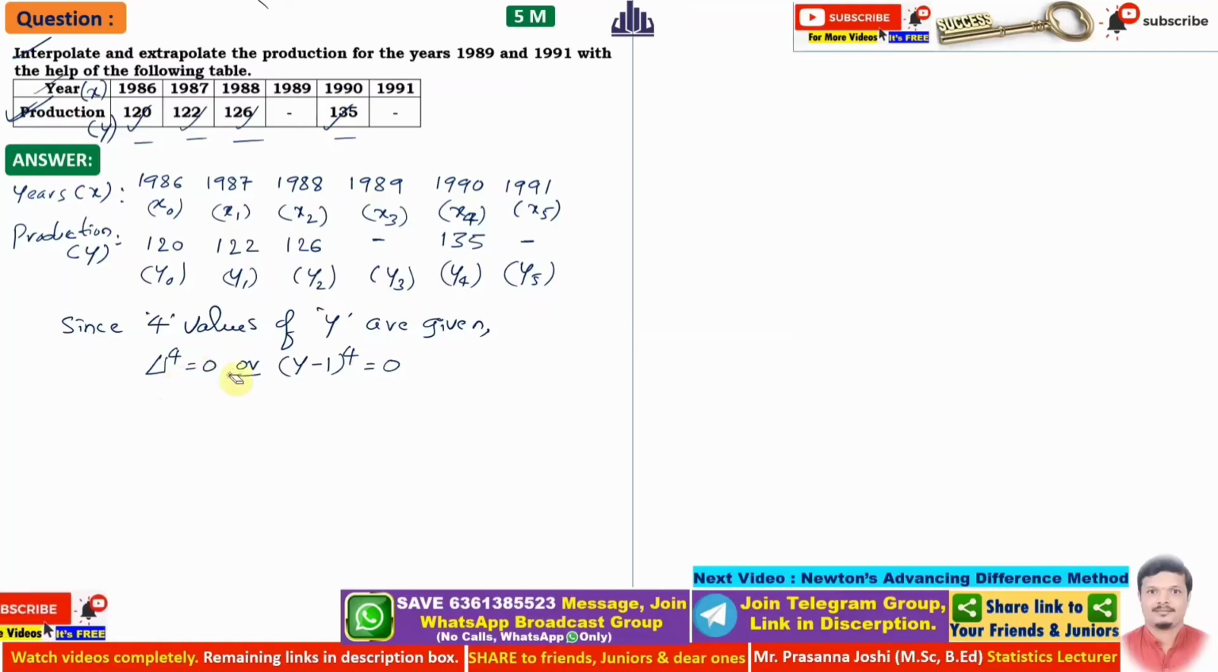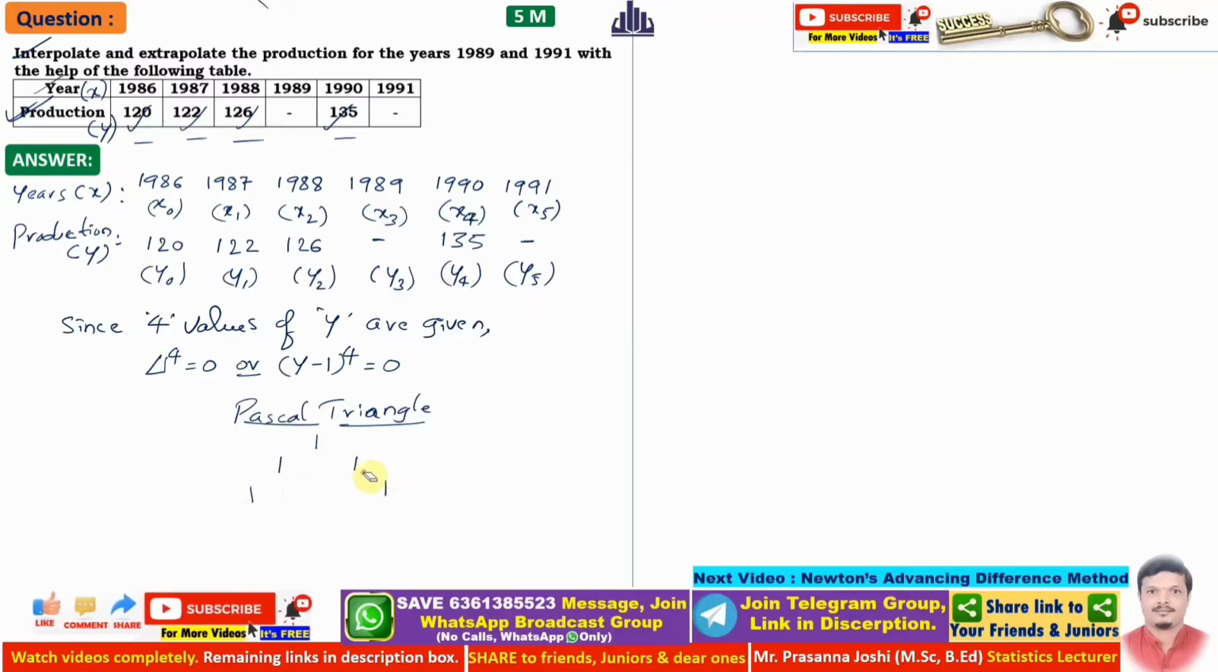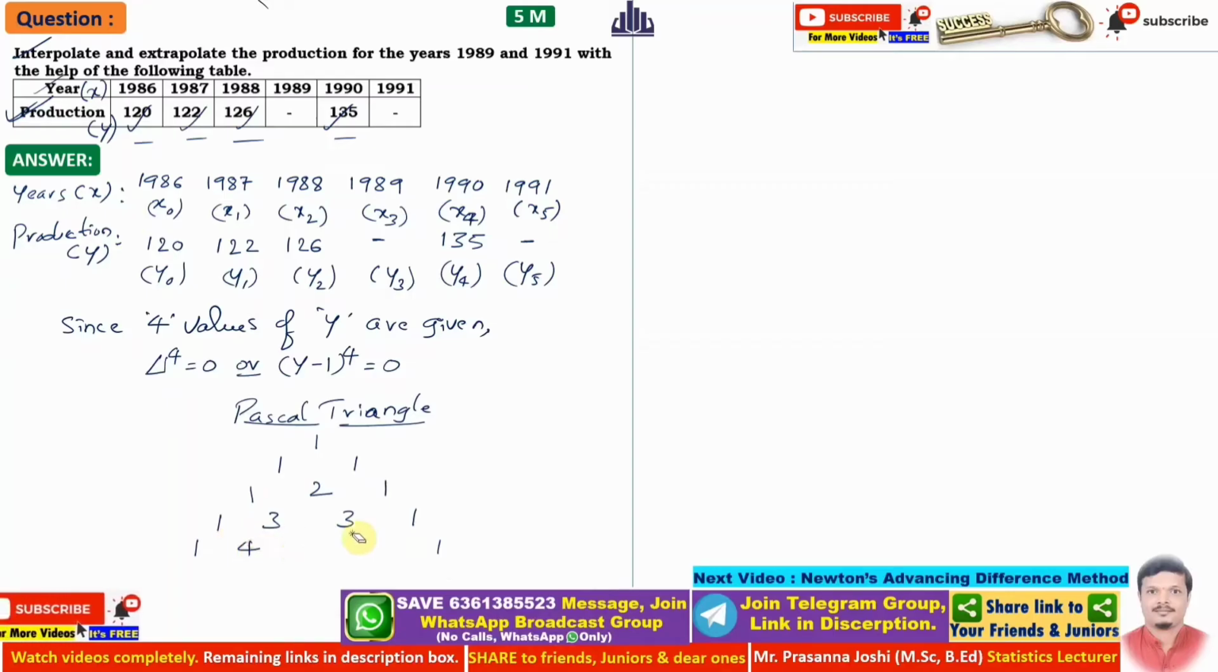How this delta to the power 4 or y minus 1 to the power 4 binomial expansion can be written is using Pascal triangle. The Pascal triangle can be written in this way. We have to start with 1 and write 1 and 1 like this, and again extreme end 1 and 1 and add these two. It will become 1 plus 1, 2, and again in the extreme end 1 and 1 to be written. 1 plus 2, 3, then 2 plus 1, 3. In the similar way, again 1 and 1 in the extreme end. 1 plus 3, 4, 3 plus 3, 6, 3 plus 1, 4.